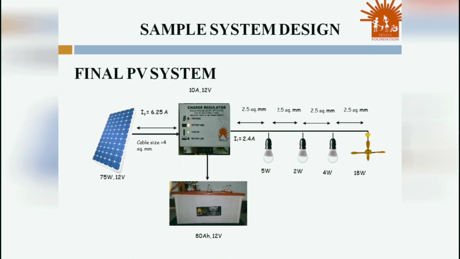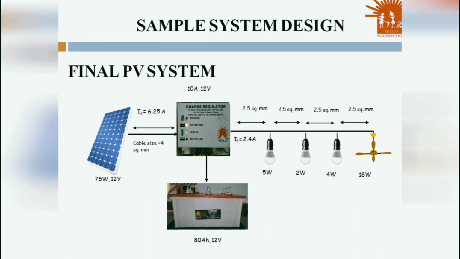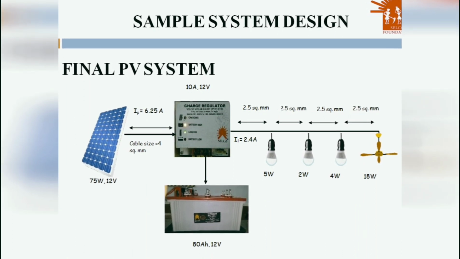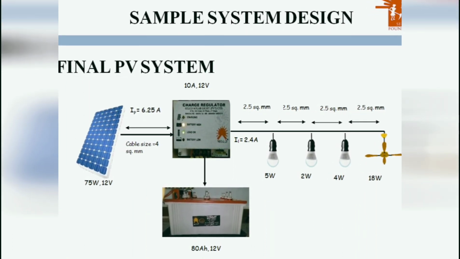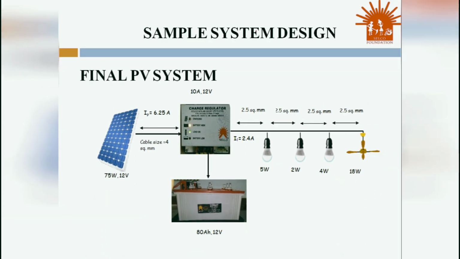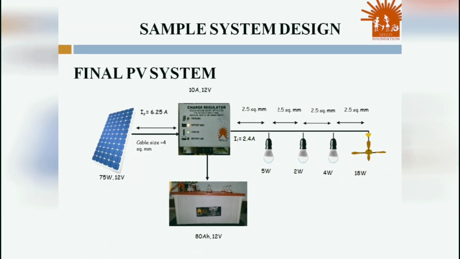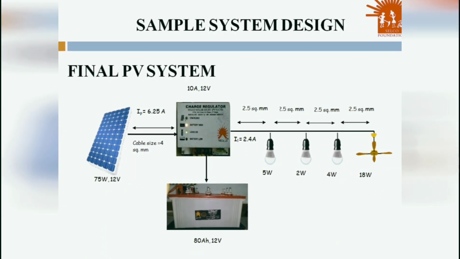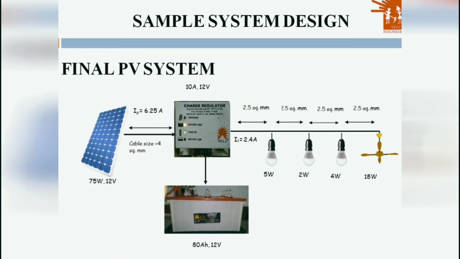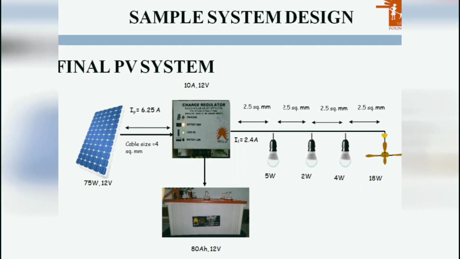So here is our final PV system. We need to buy a solar panel whose rating is 75 watt 12 volt, the charge controller whose rating is 12 volt 10 ampere, the battery whose rating is 80 ampere hour 12 volt, and the wire whose cross-section area is 4 square mm.